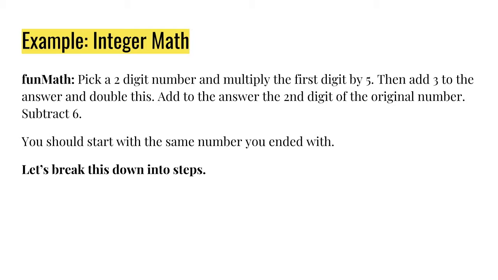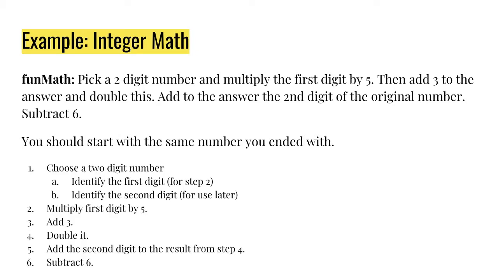So with any programming thing, the first thing you want to do is break it down into plain English steps. So that's what I've done. I read this first question and I split it out into actual numeric steps. So the first thing, in my point of view, that we need to do here is pick our two-digit number and identify the first and second digit. We're going to use the first digit in the second step, and then we'll use the second digit later.